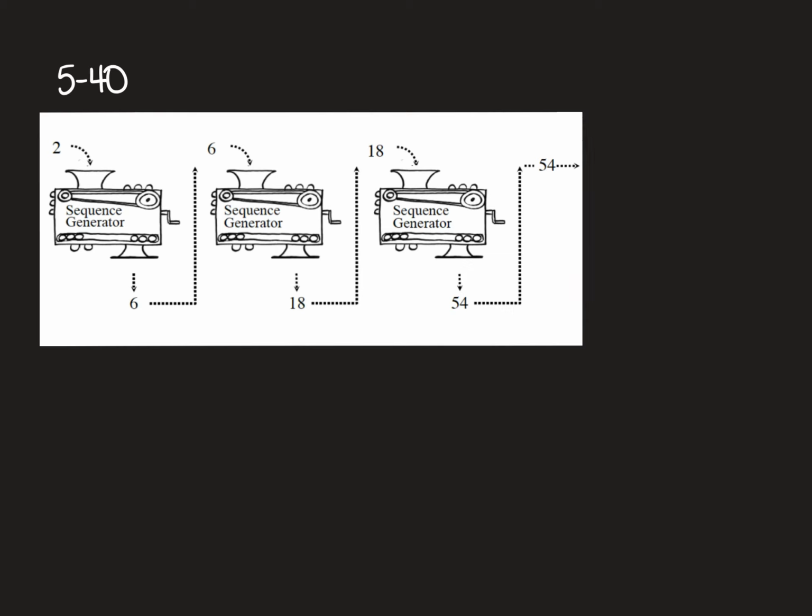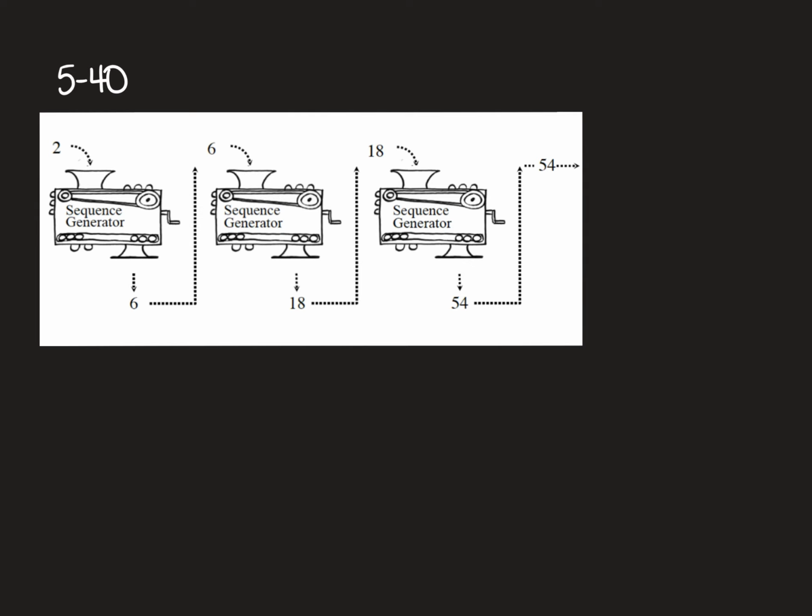All right, so the first thing you're being asked to do is to figure out what's happening with these sequence generators. So if you start to think about, well, are we adding the same number every time? Well, in this first one, we would have to add 4 in order to get 6. But if we add 4 here, that's 10, but what we're actually getting is 18. So it would appear that we're not adding the same number every time.